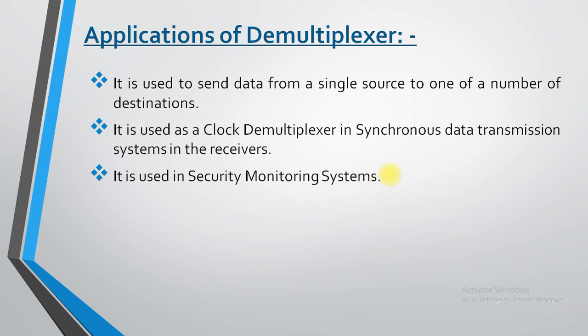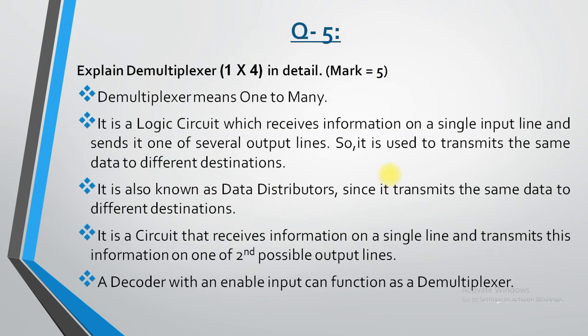What is the example of demultiplexer? Clock demultiplexer. Over there, many sources, one destination with multiplexer. With demultiplexer, there is a single source and many destinations. Now, let us revise quickly our today's session.